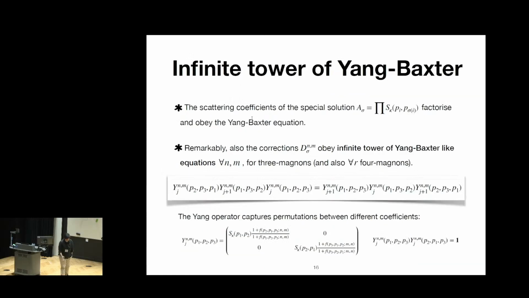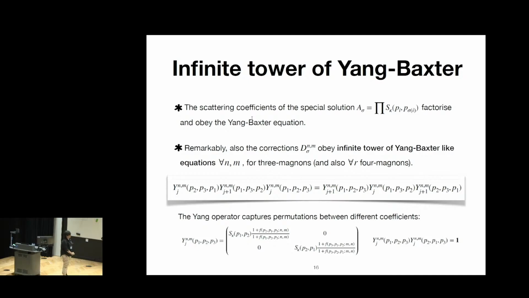Fantastic. So we have the solution now, and we want to ask for its properties. And first of all, already the scattering coefficients, they factorize, so they just obey the Yang-Baxter equation. Now, what is remarkable is not this. What is remarkable is that also all these crazy corrections, infinite numbers of them, in fact, they also obey some type of Yang-Baxter-like equations for all the integers. And here I write for you what they obey for the 3 magnon problem.